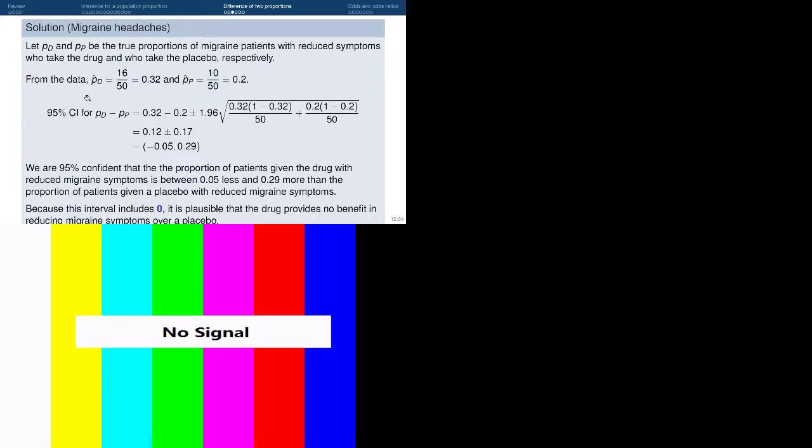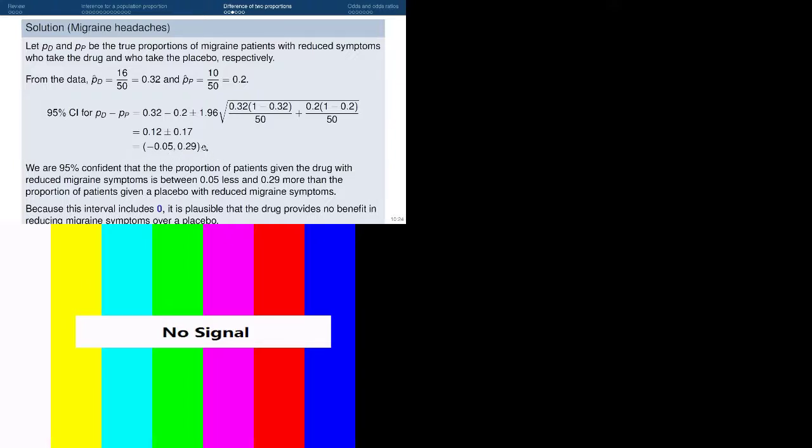The proportion that took the drug, as I said, was 0.32. The proportion that took the placebo was 0.2. So when we substitute those values in, we end up with a confidence interval of minus 0.05 to 0.29. That means we're 95% confident that the difference in the population proportions lies between minus 0.05 and 0.29. If the drug was equally as effective as the placebo, we would expect the difference in the population proportions to be equal to 0. So in order to test whether the drug is more or less effective, we can just check if 0 is inside this interval or not.